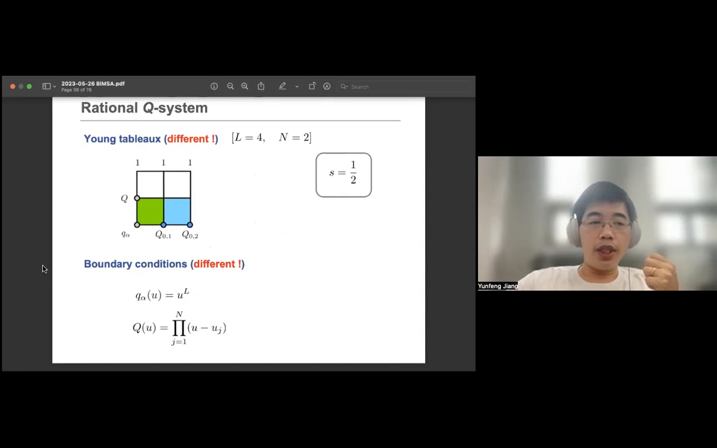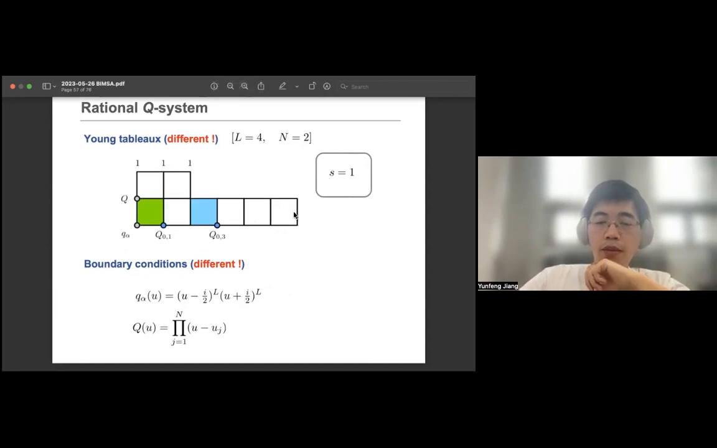So again, what is the difference? The first difference is that the Young tableau is different. Previously in the spin 1/2 case, here I just give you one example: if I take length 4 and 2 magnons, this gives a Young tableau of 2 rows. The first is n, the second is L minus n. Now, if I change to spin 1, the Young tableau becomes this one. The first row is still the magnon number, but the second row becomes longer.